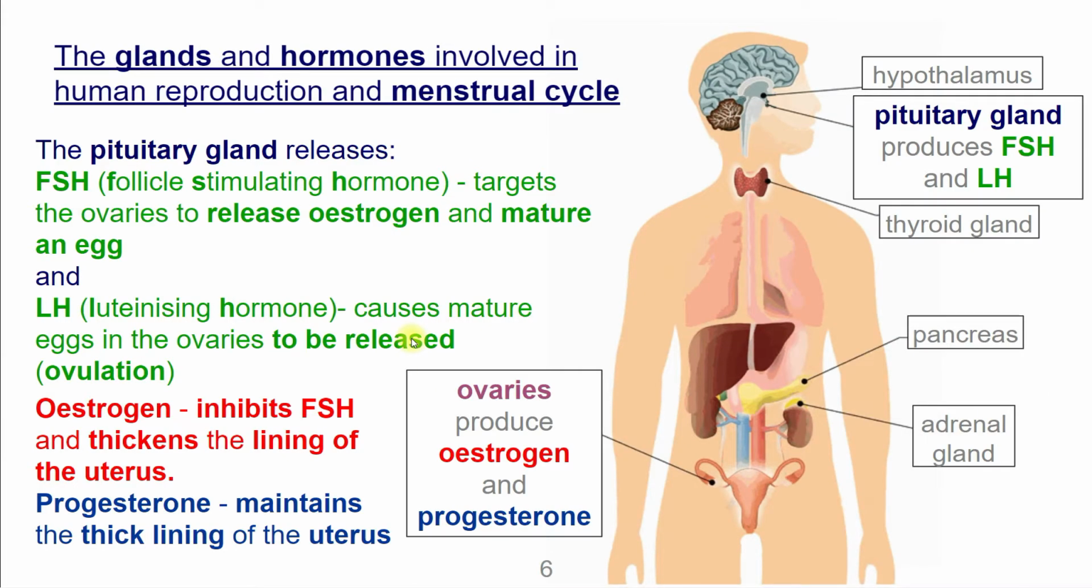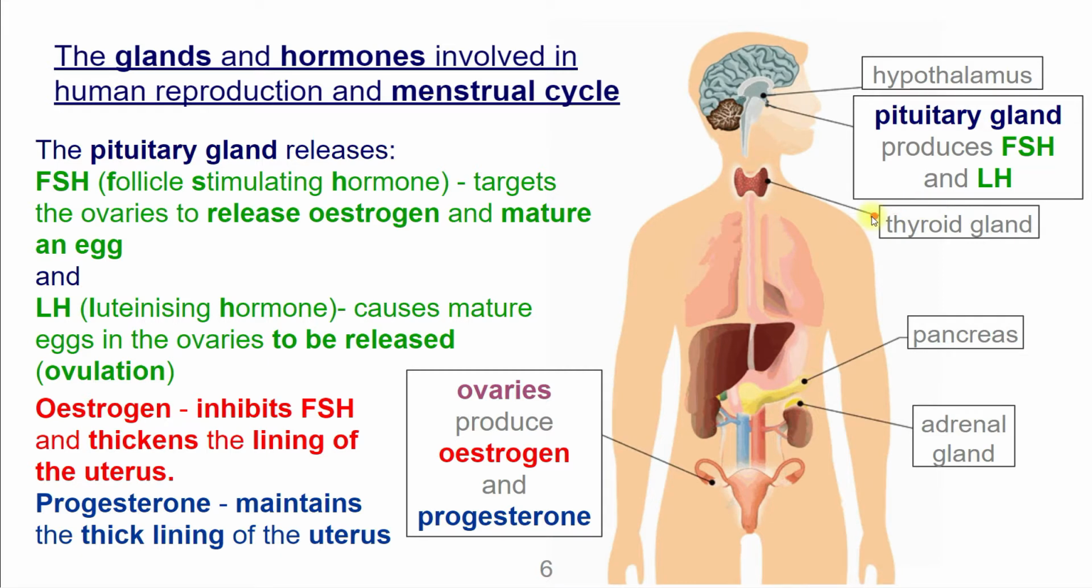So let's just remind ourselves of a few endocrine glands. Endocrine glands release hormones. Now, at the top of this diagram, it's not really a gland, but it's a place called the hypothalamus. It's important in homeostasis. It can detect our body temperature, and it can detect the concentration of our blood. It's also important in reproduction. But the main gland we're interested in is the pituitary gland. That is just below the hypothalamus.